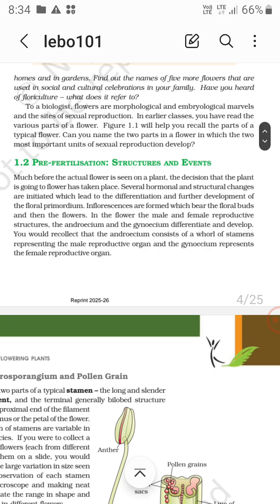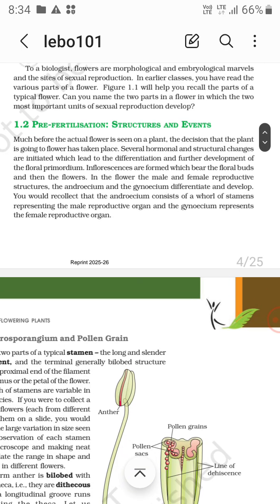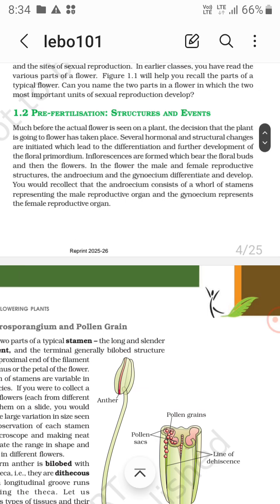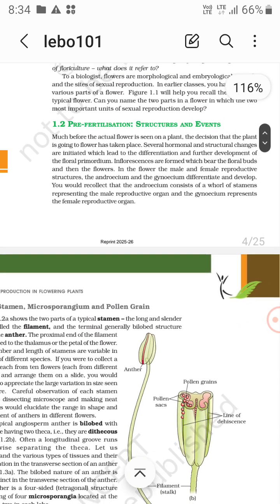In the flower, the male and female reproductive structures, the androecium and gynoecium, differentiate and develop. The androecium, the male reproductive structure in the flower, consists of a whorl of stamens representing the male reproductive organ, and the gynoecium represents the female reproductive organ. These are the pre-fertilization structures and events.